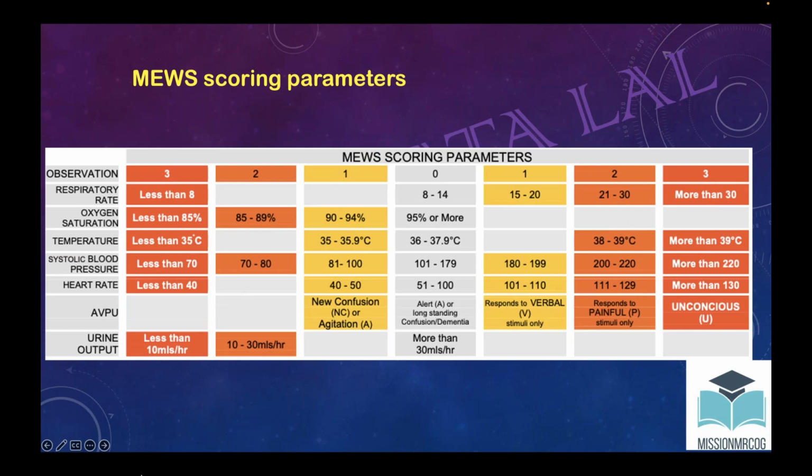Similarly, it comes for systolic blood pressure. This is for the systolic blood pressure. Similarly, it comes for the heart rate. And similarly it comes for the urine output. Urine output less than 10 ml will be red, and urine output of 10 to 20 will be amber in color. So this way the MEOWS scoring parameters are done, but it is just for your understanding.